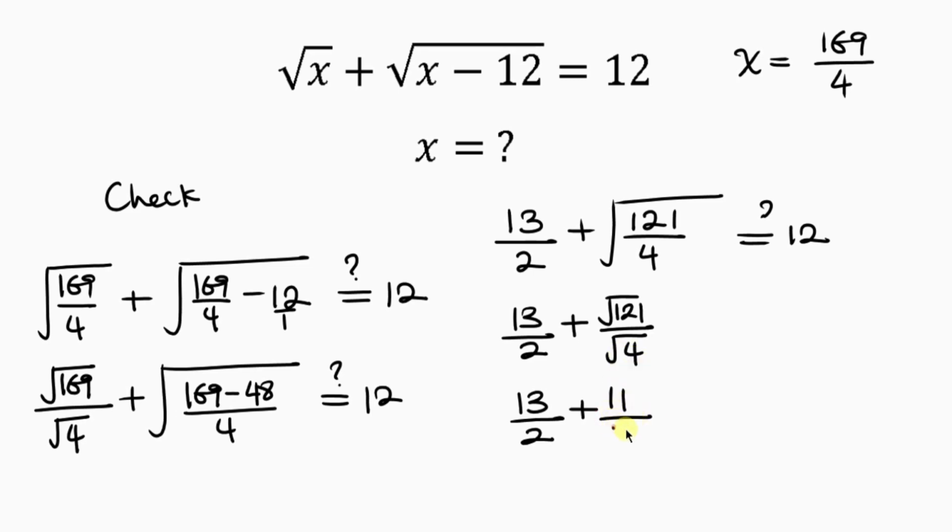And this is equal to, since both fractions have the same denominator, the denominator will be 2, which is either one of them. Now add the numerators, so 13 plus 11 is 24, and 24 divided by 2 is 12. So we can see that the left-hand side is equal to the right-hand side, which shows that x equal to 169 over 4 is actually a solution.